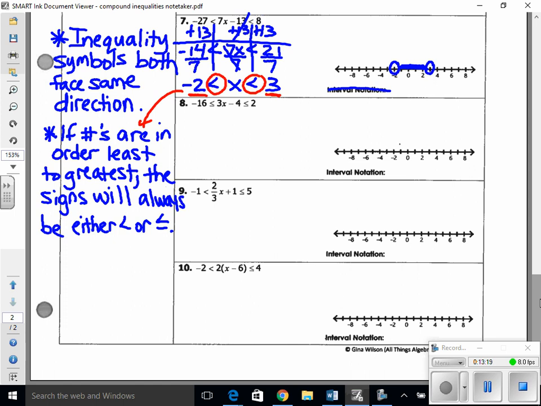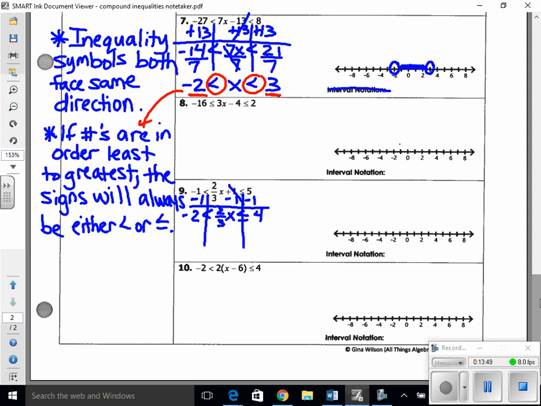In number 9, again, find the two symbols and put your walls in there so you can see what you're doing. Okay, you can get rid of the fraction first if that's what you choose to do, or you can move the 1 first. I'm going to go ahead and move the 1. So if I want to move the 1, I'm going to subtract 1 from the middle, the left, and the right. Okay, and then that gives me negative 1 minus 1 is negative 2. Okay, and that's less than. I still have 2/3 x, and then I have less than or equal to 5 minus 1, which is 4.